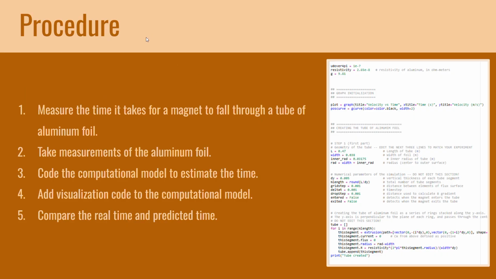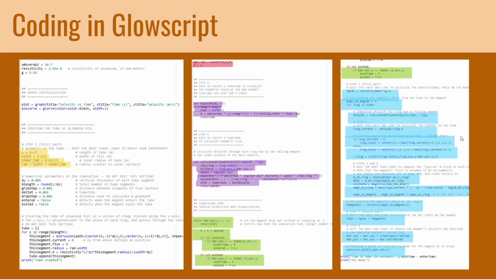So for the procedure, this is just a little bit of the code over here on the right. Nothing specific right now, but first we measured the time it took for the magnet to fall through the tube and took measurements of the tube itself. Then I coded the computational model to estimate the time, and we'll get into that on the next slide. I also added visualization code so that we can actually see what's happening. And the last step is just to compare the times.